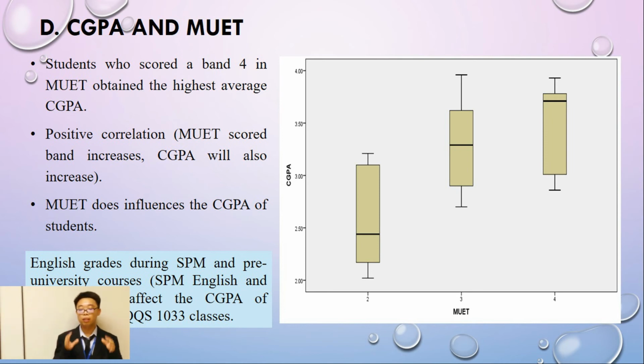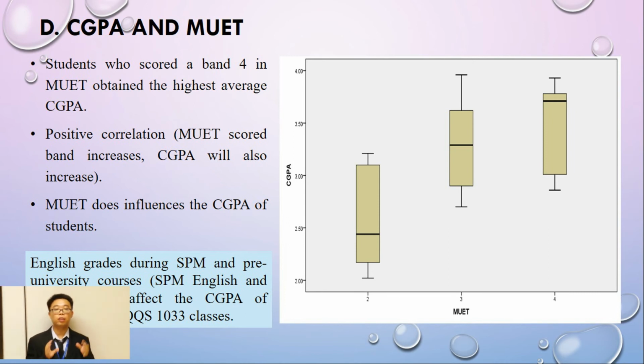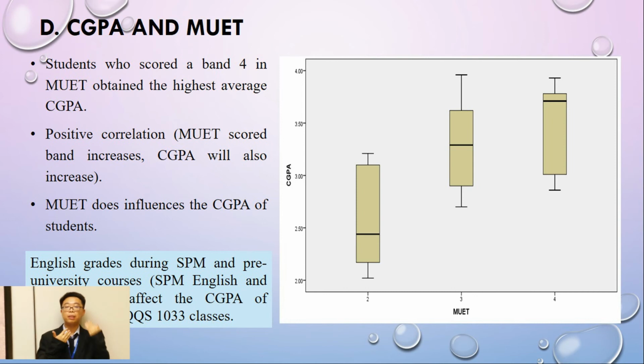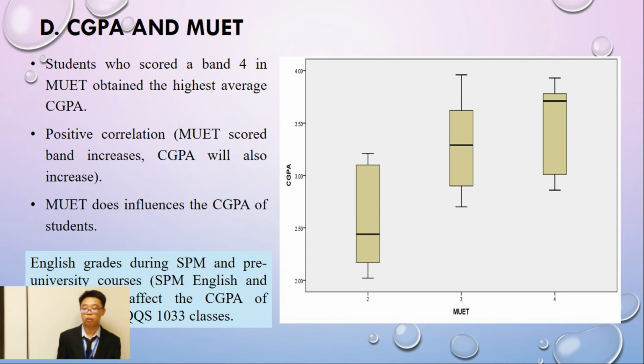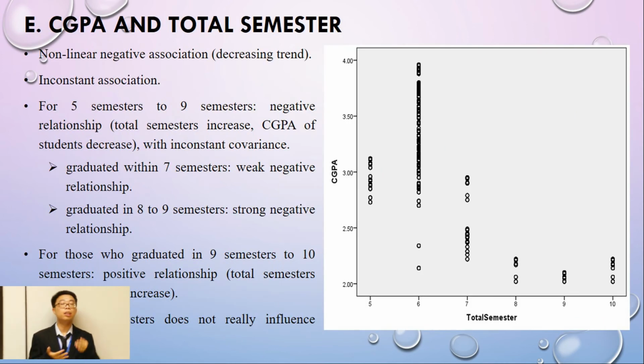So in conclusion, for these four factors, we can say that it's actually the relationship between CGPA and the grade of the students for them to get into the university, or you can say the subject they took before they get into the university. So from here we conclude that increased grades during SPM and pre-university courses do affect the CGPA of the students studying SQS 1033. So next we shall proceed to the relationship between CGPA and total semester.